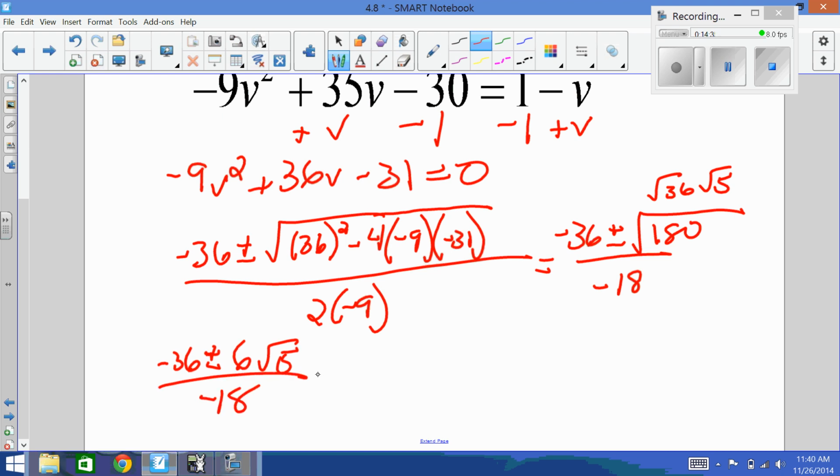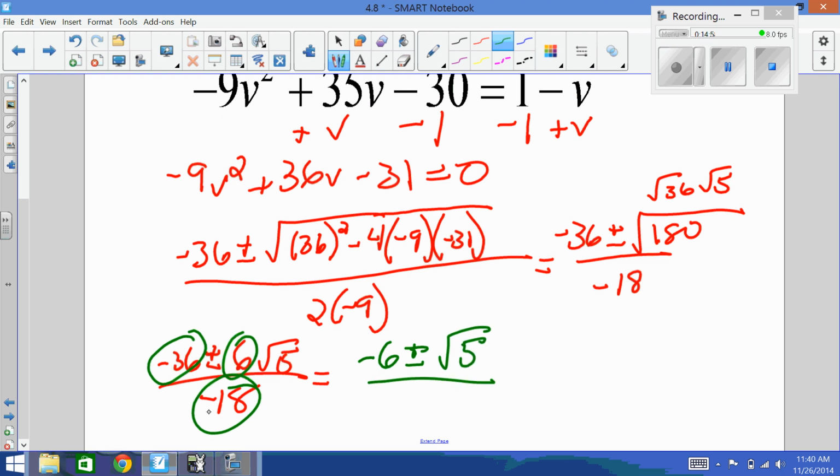Sorry about my handwriting here, so let's simplify that. See what number can go into 36, 6, and 18. 6 does, so negative 36 divided by 6 is negative 6. Plus and minus, you get 6 divided by 6 is 1, so that gives me a radical 5. And negative 3. And there you go.